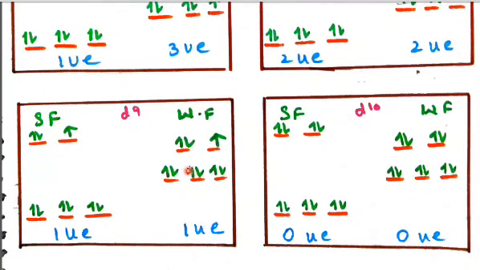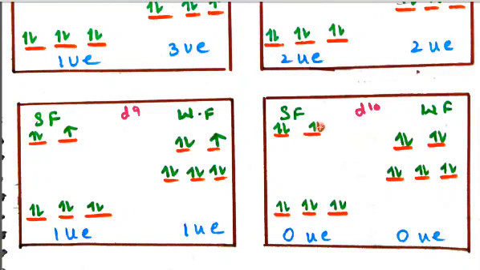In weak field ligand, the energy gap is very small, so pairing will not take place. First, filling 1 electron in each vacant orbital, 1, 2, 3, 4, 5. Next, 6, 7, 8, 9th one. Then the 10th one, only one is left out, so one unpaired electron. And d10 electrons are 1, 2, 3, 4, 5, 6, 7, 8, 9, 10.